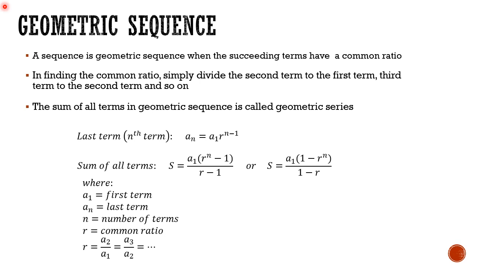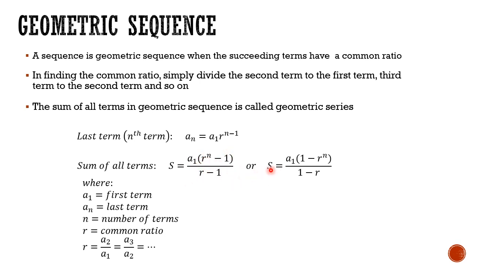In which, in finding the nth term, a sub n is equal to a sub 1 times r, which is yung common ratio natin, raised to n minus 1. Wherein yung n natin, ito yung term or yung nth term natin kung pang ilan siya sa ating sequence. And para makuha naman natin yung sum of all terms, s is equal to a sub 1 multiplied by r raised to n minus 1 all over r minus 1.